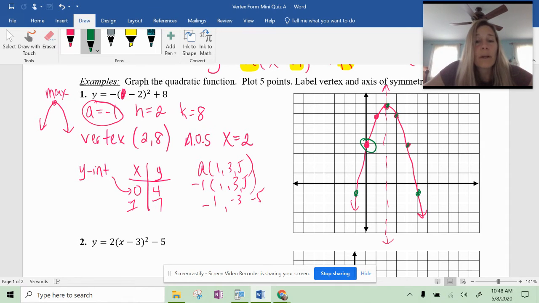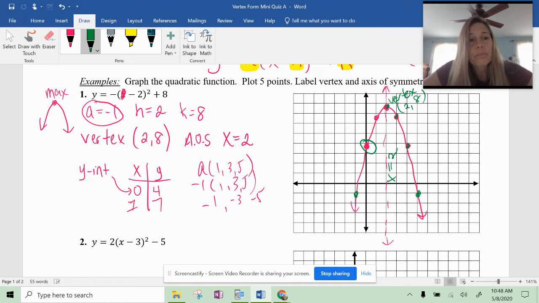So then, obviously we know this is our vertex. It says to label those things. So our vertex was (2, 8), and the axis of symmetry is this line here, x equals 2.